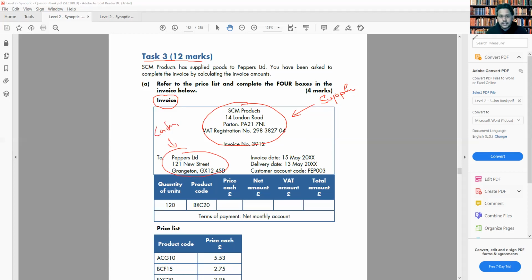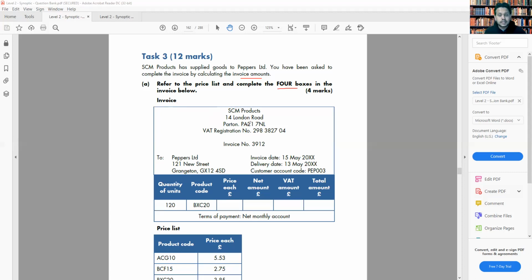Okay, so let's have a look. What is the question here? It says you have been asked to complete the invoice by calculating the invoice amount. So they give us some information. They ask us to complete the invoice, and we know how to do it. It's not very difficult. Refer to the price list and complete the 4 boxes in the invoice below.